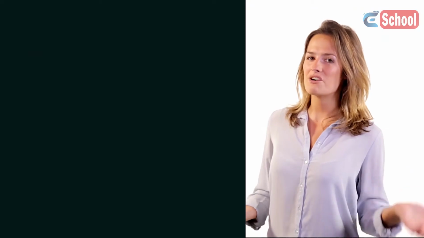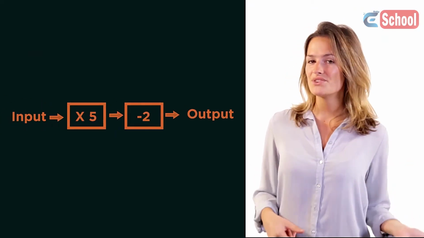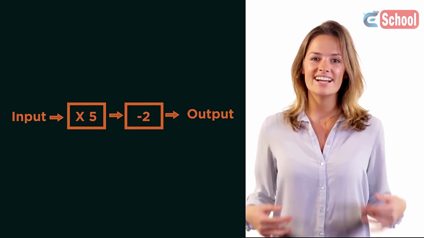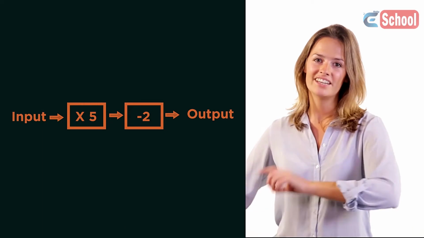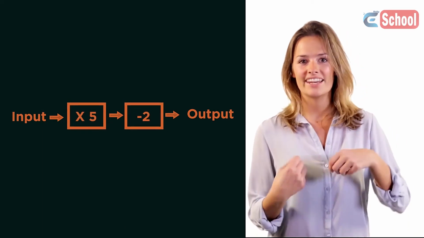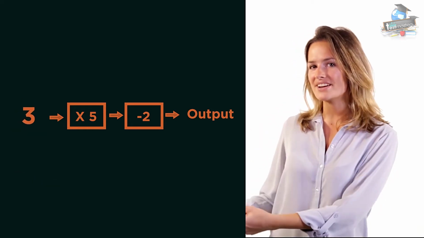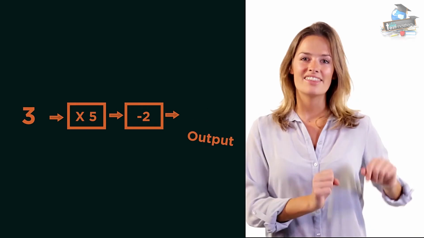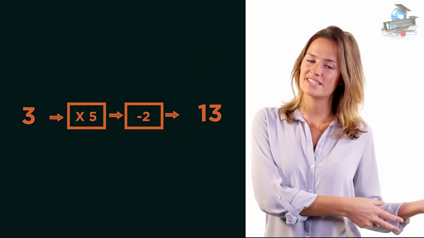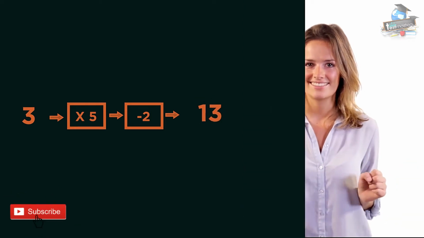A function is an operation or a series of operations that transforms a set of numbers into a different set of numbers. An input is put into the function, the operations are performed, and a different number is outputted. So if we input 3 into our function, multiply by 5, subtract 2, then 13 is outputted. 3 has transformed into 13.